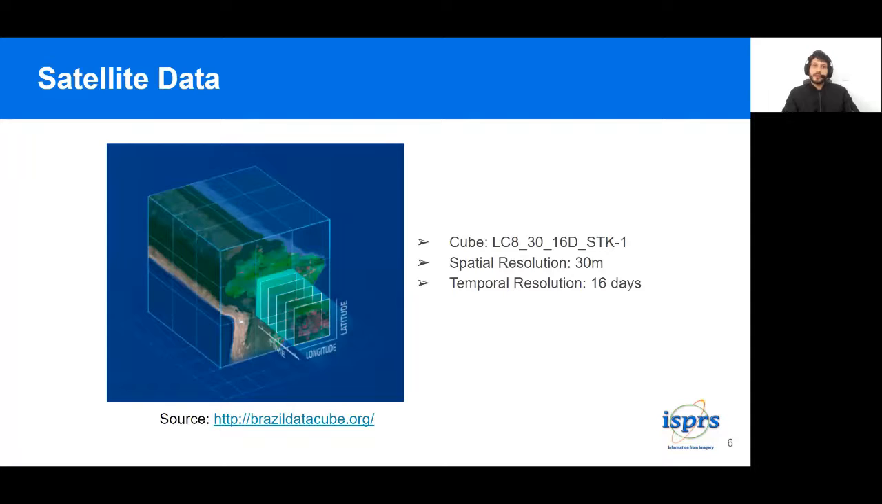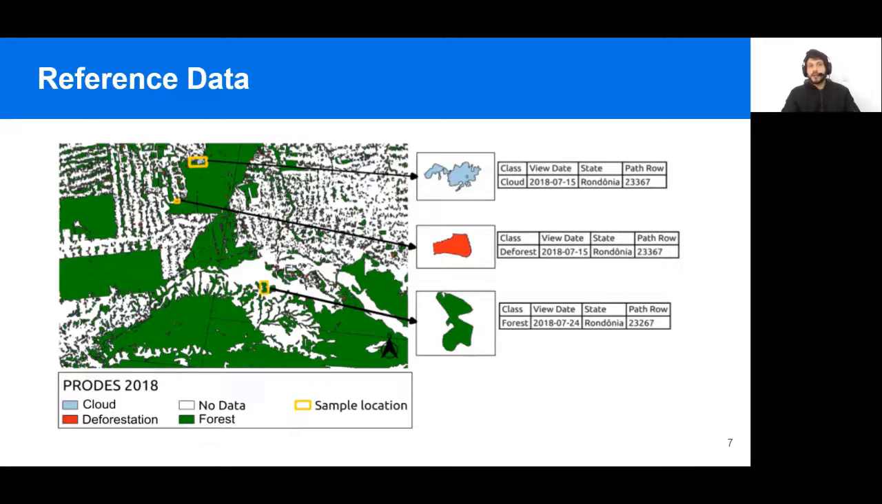The study was carried out using a Landsat image data cube available as open data on the Brazil Data Cube platform. The cube has 30 meters of spatial resolution and 16 days of temporal resolution. The study used PRODES as reference data. PRODES has 95% accuracy, so choosing it as reference data can avoid sampling errors in automatic sampling. In the figure, you can visualize the vector map with some information used in this study: the label of the area, the view date, the state, and the path row.